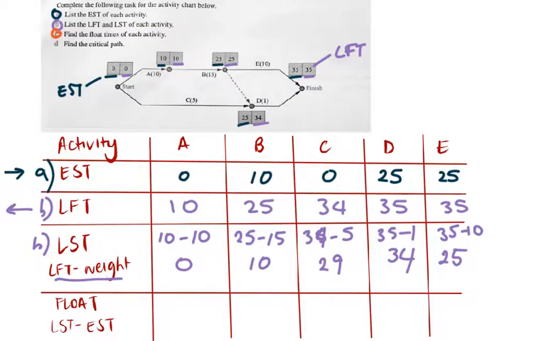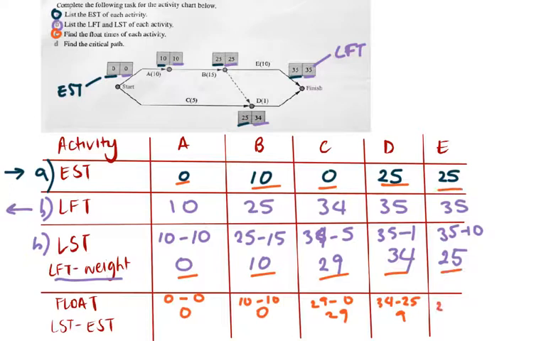Now we're going to do part C. What we're going to do is find the float of each of the activities. We subtract the earliest start time, which we found in A, from the latest start time, which we just found in B. So you'll see here we're going to go 0 minus 0 equals 0. 10 minus 10 gives me 0. 29 minus 0 is 29. 34 minus 25 gives me 9. And lastly, 25 minus 25 equals 0.